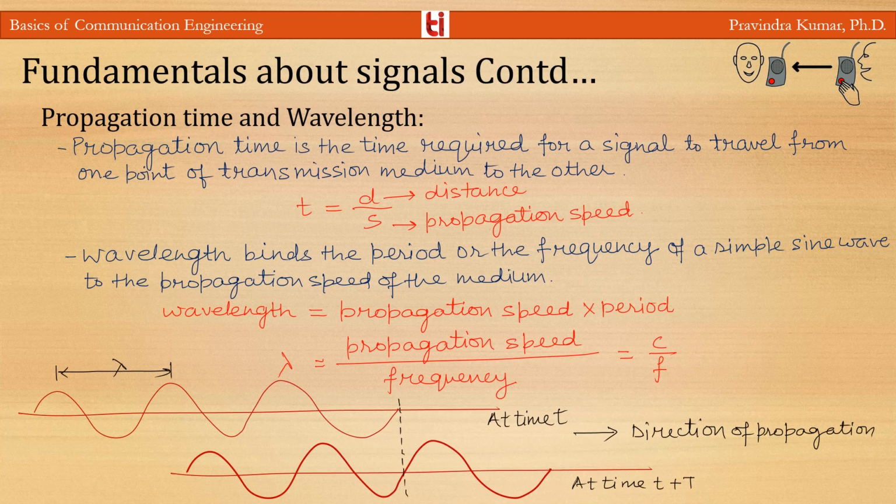Here you can see the sine wave at time t, and this is the direction of propagation. After passing one wavelength, or one period, or the peak-to-peak distance, which is basically the wavelength, we reach time t plus T.